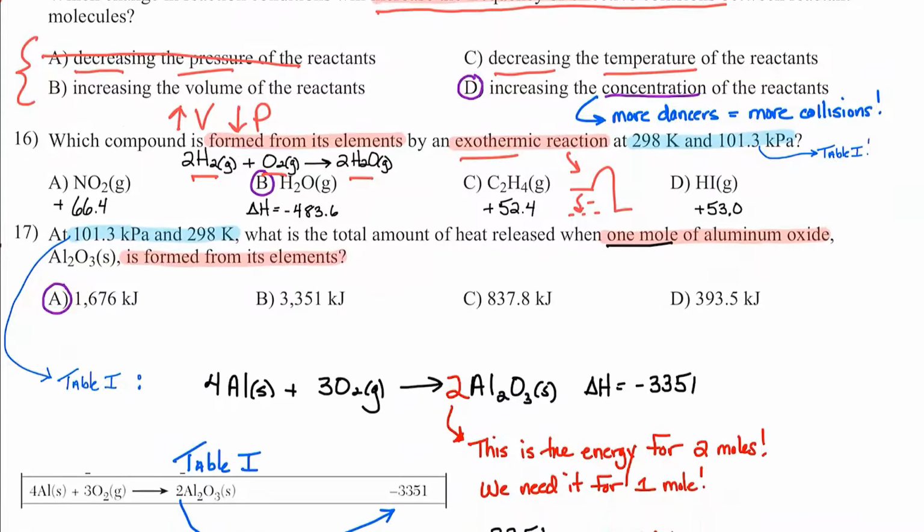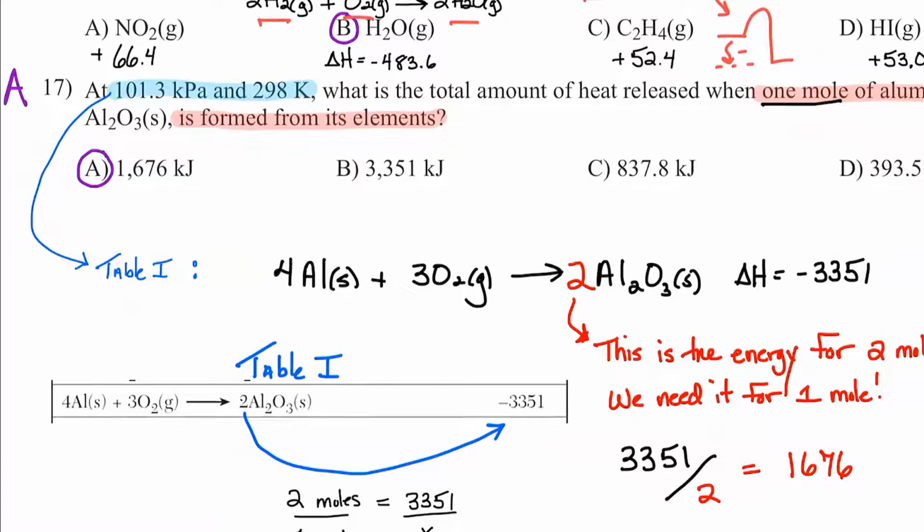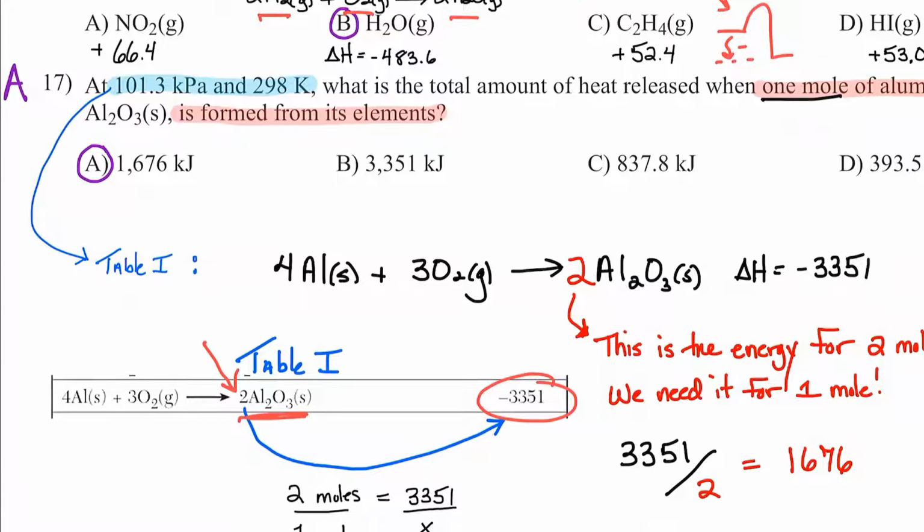Okay, so in Table I, we have this reaction. And by the way, I wrote it here. This is actually a copy from Table I, and there's the reaction. We're making aluminum oxide from its elements. Notice here's the energy, but very careful. Notice that 2 there. That's the energy for 2 of them. They wanted it per 1.